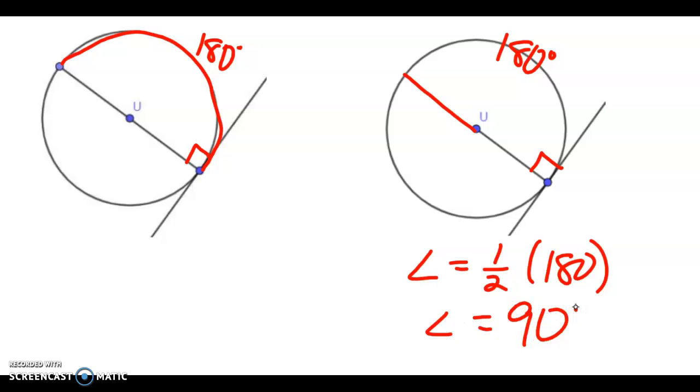All right, just short and sweet, just wanted to make sure you understood that. That might come into play on Friday when you get some like little angle puzzle problems.